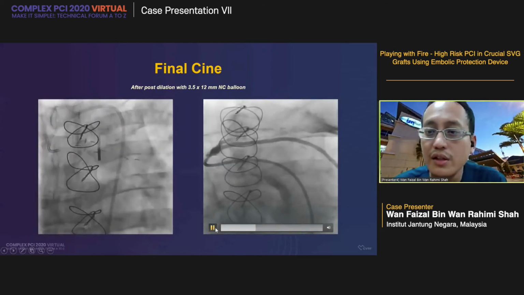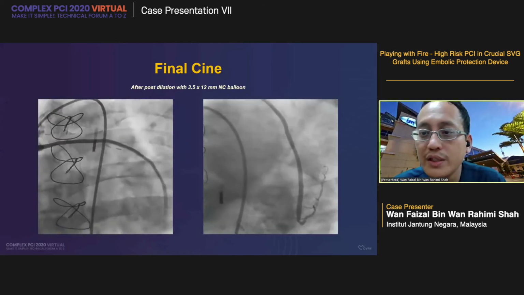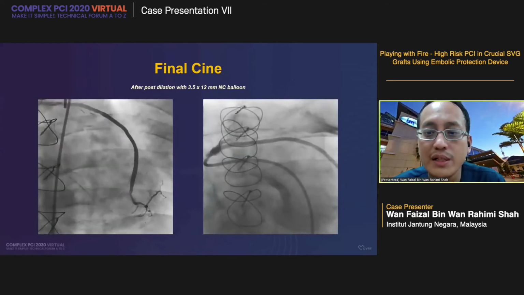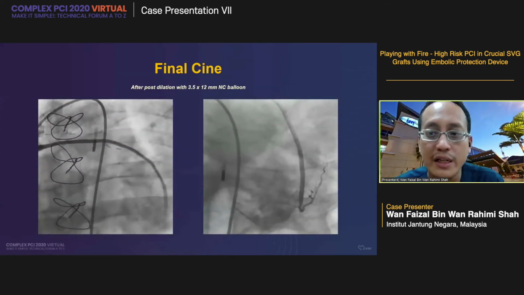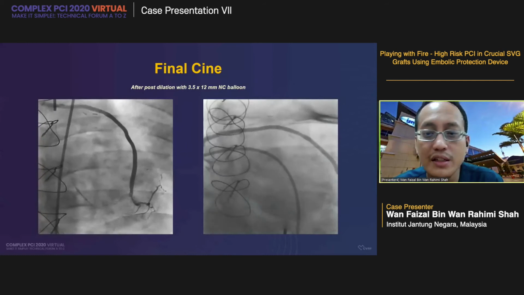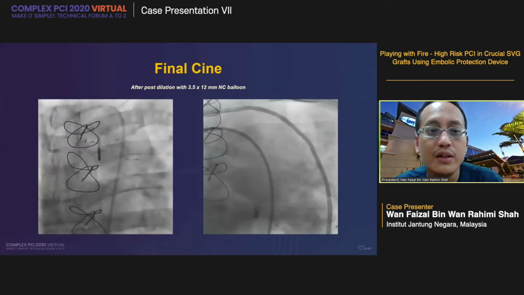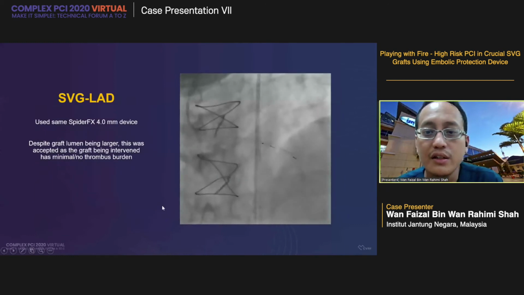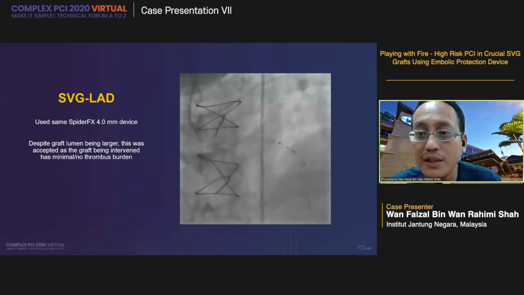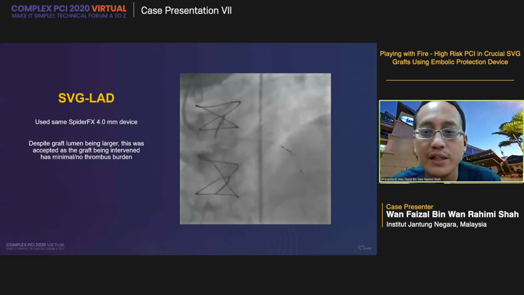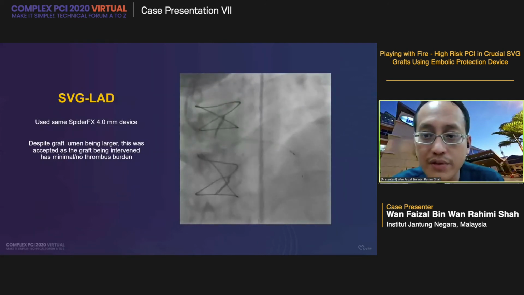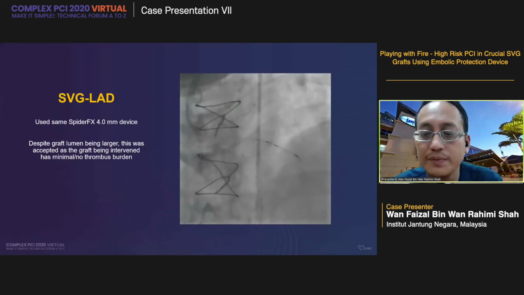So this is the part that, you know, one of those days when you deal with a high risk PCI, you can breathe a sigh of relief after you have settled this crucial part of the intervention. The LAD part is relatively more straightforward. So we use the same device. Now the lumen is definitely larger. We could have used a larger device, but we just recycle the same device due to cost consideration.